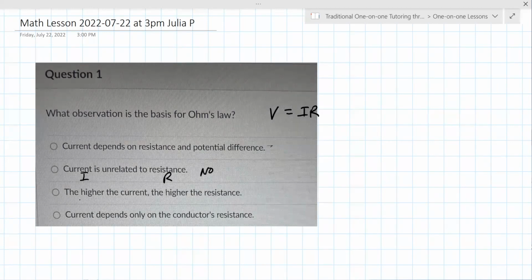That's a no. The higher the current, the higher the resistance. So when you look at an equation like this, what they're trying to show you is that if one goes up, like in this case, they're saying I goes up. Well, for V to stay the same, like imagine V is a number. If this number goes up, then R has to go down, but it says they both go up. So that's a no. And the current depends only on the conductor's resistance. That's not true. It depends on voltage as well. So I would tend to think that this is the best choice there for that one. Okay.